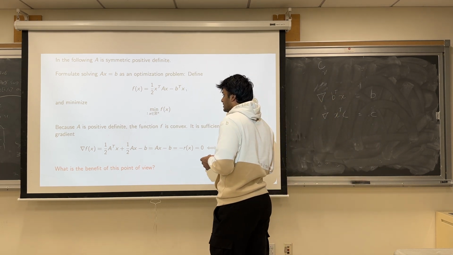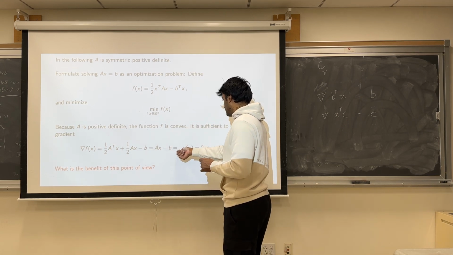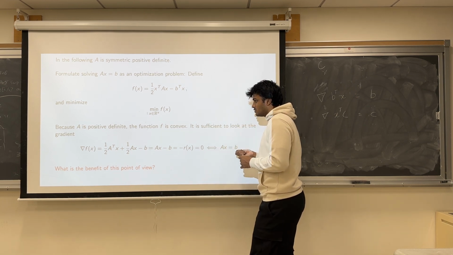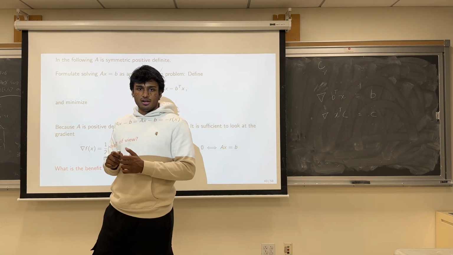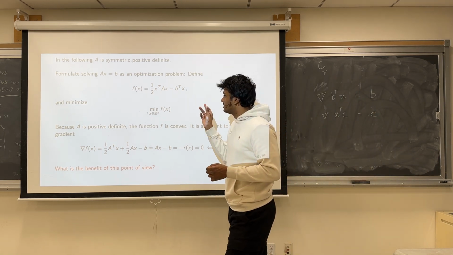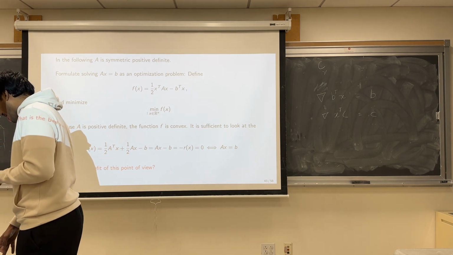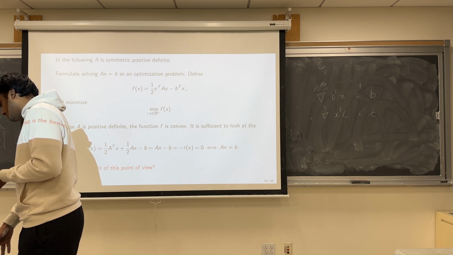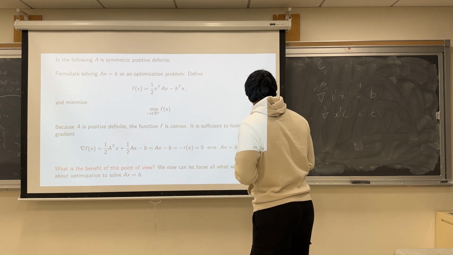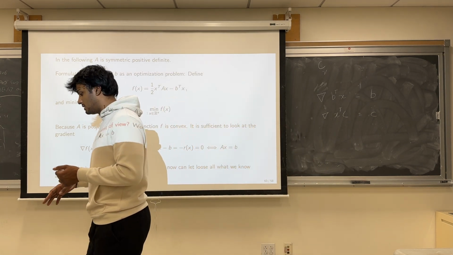So for an SPD matrix, the gradient is Ax minus b, and that's the negative residual. If I set this to 0, then Ax equals b. So wherever the gradient is 0, that is the minimum of this minimization problem. What is the benefit of this point of view? Why did I want to do this as a minimization problem? Because now we can use optimization algorithms.